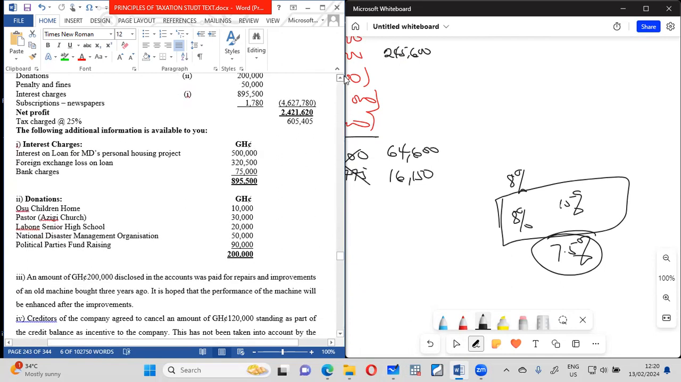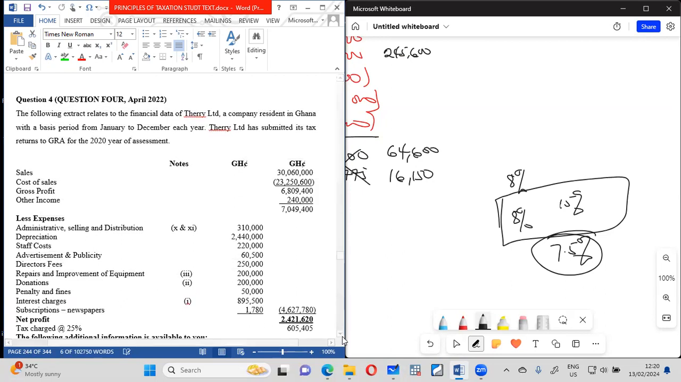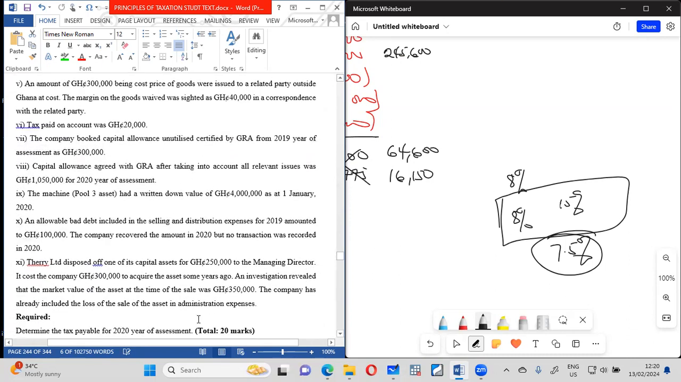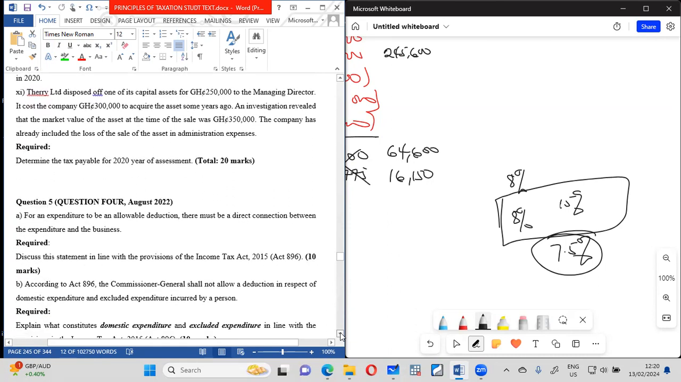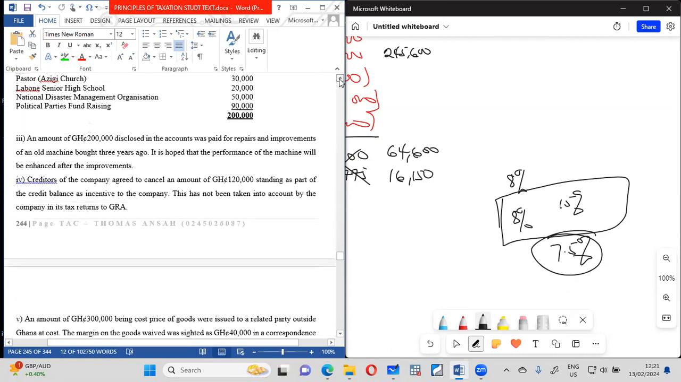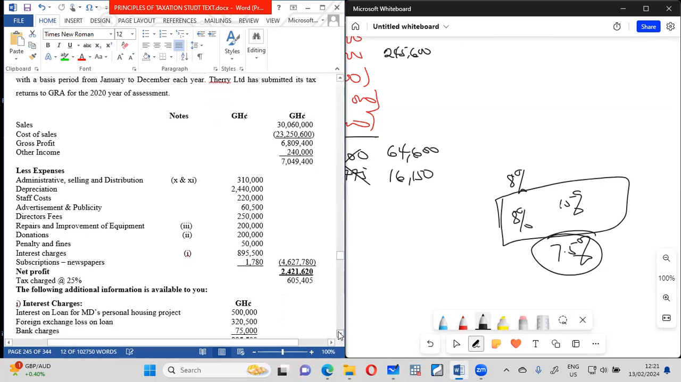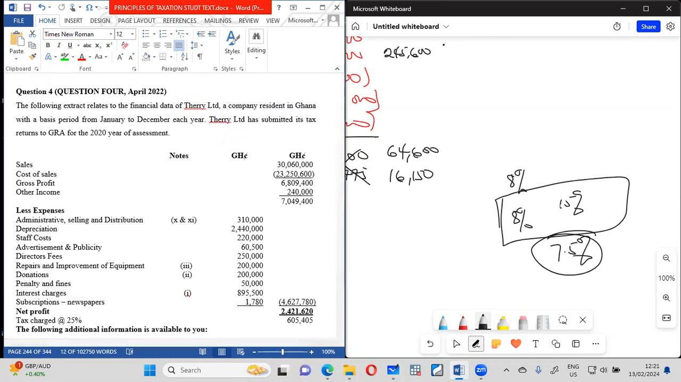So please, what you need to do is to try more examples. A question can be loaded. A question like this has 20 marks. You see capital allowance. We have put 3. Maybe I should solve this last question after this one; these ones are done already. Let me do this last question with you, then I'll end the class.